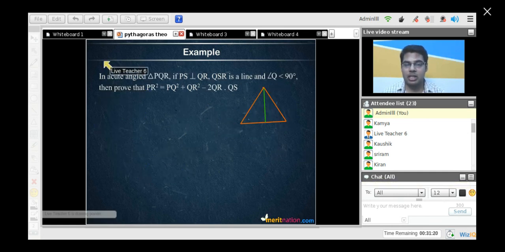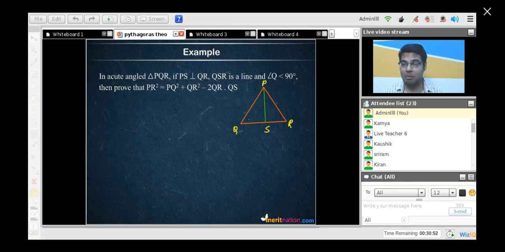Okay, friends. So let us now quickly solve this. Again, this question can also be asked in the examination. This is a good question, but a simple question again. So in acute angle triangle PQR, if PS is perpendicular to QR, so PQR it is, right? And PS is perpendicular to QR. This is what we have been given, right?